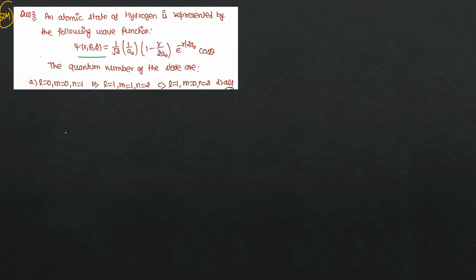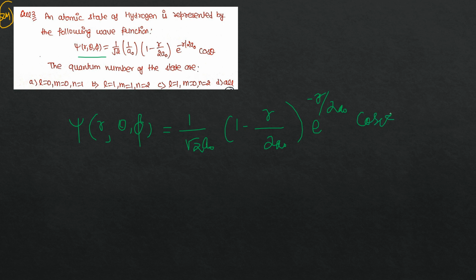So, how do we find it? Psi of r, theta, phi is equal to 1 by root 2 a naught, times 1 minus r by 2a naught, times e to the power minus r by 2a naught, times cos theta.